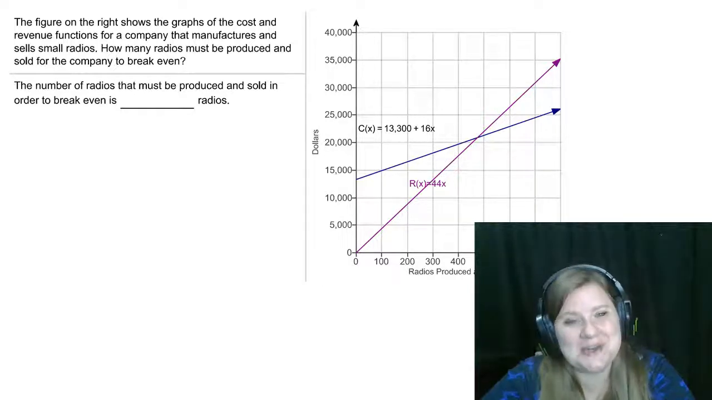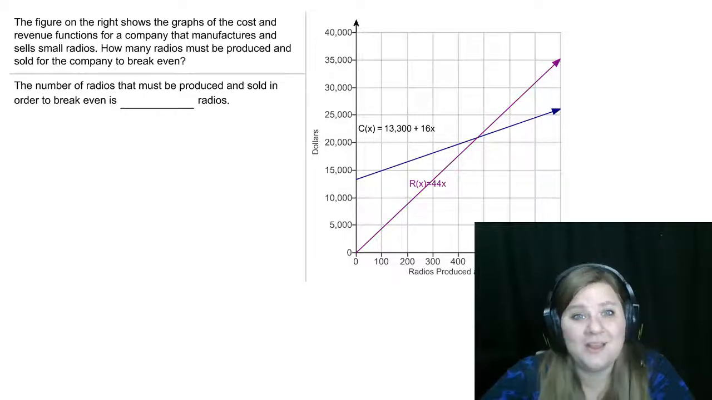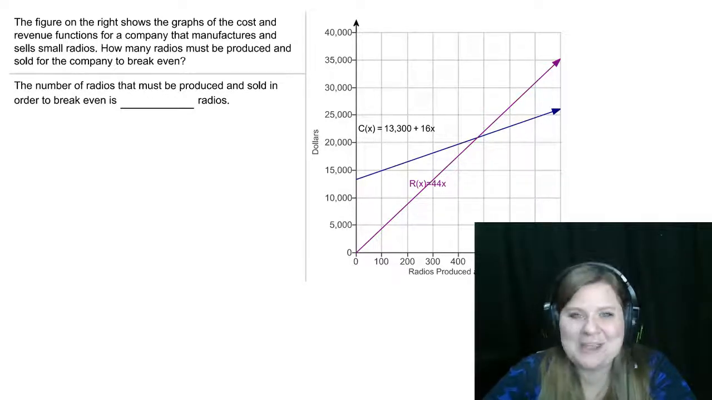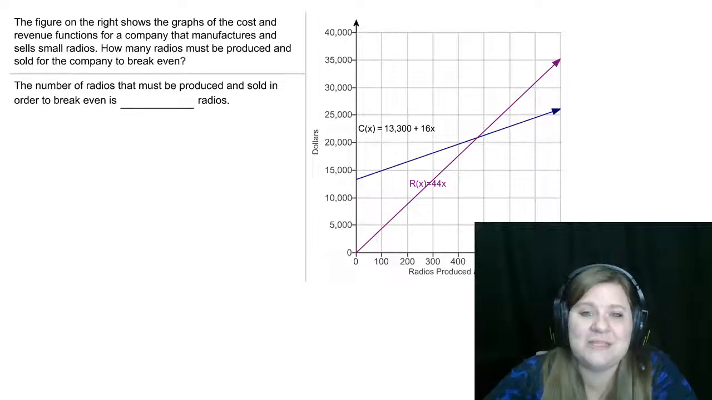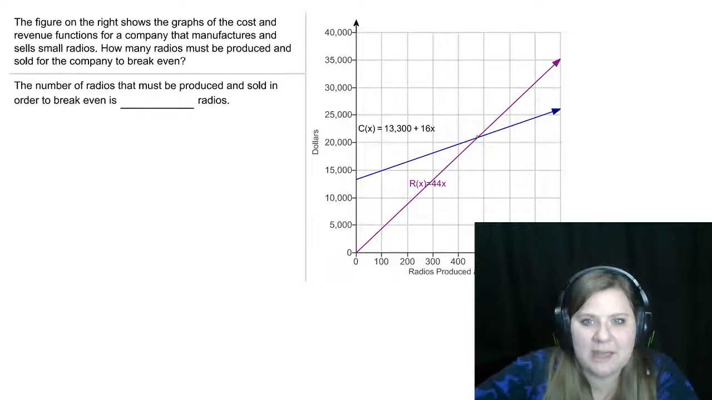So, this wants to know how many radios must be produced and sold for the company to break even. Notice that your graph involves the cost and the revenue functions. So breaking even is when the amount of money you're bringing in equals the amount of money you're spending. So I look at this and I say, okay, no problem. I'm looking for this intersection right here.